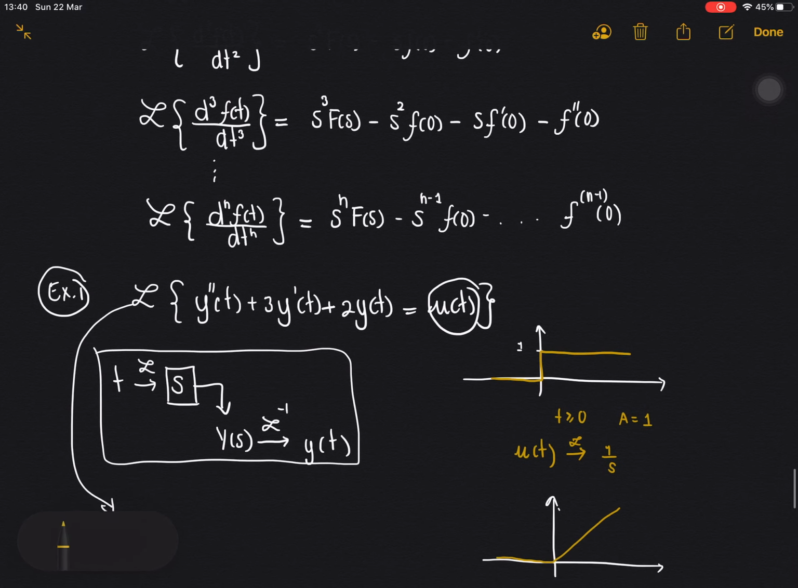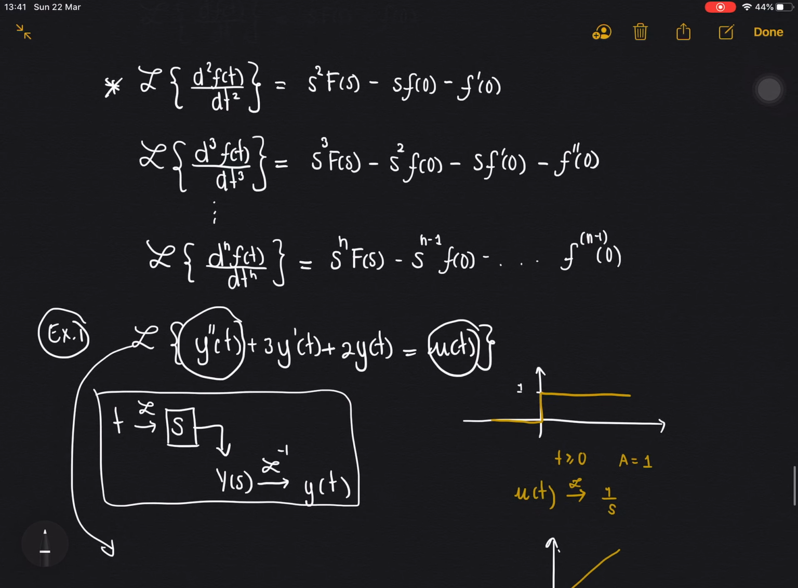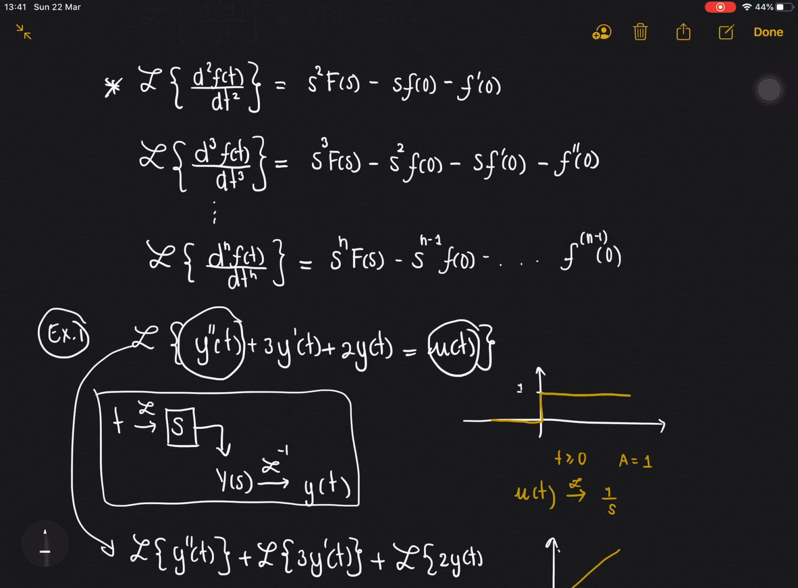If you compare here, you have y double prime (t), so you have to apply this property, which is for the second order. You will have the Laplace transform of y double prime (t) adding up with the Laplace transform of 3 multiplied with y prime (t), adding up with the Laplace transform of 2y(t) here, and that's equivalent to 1 divided by s.